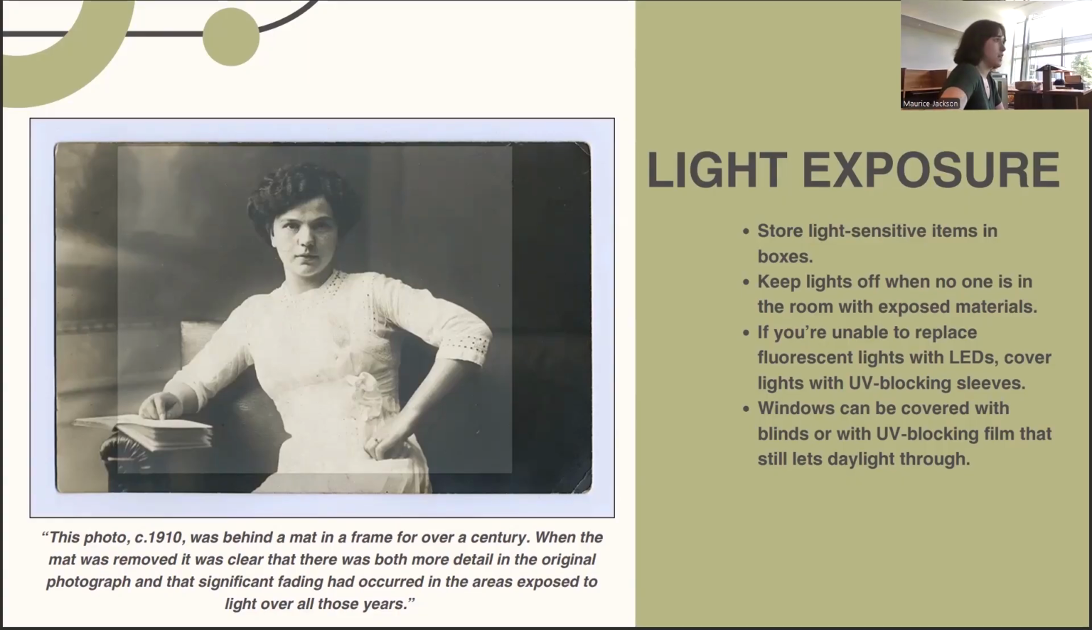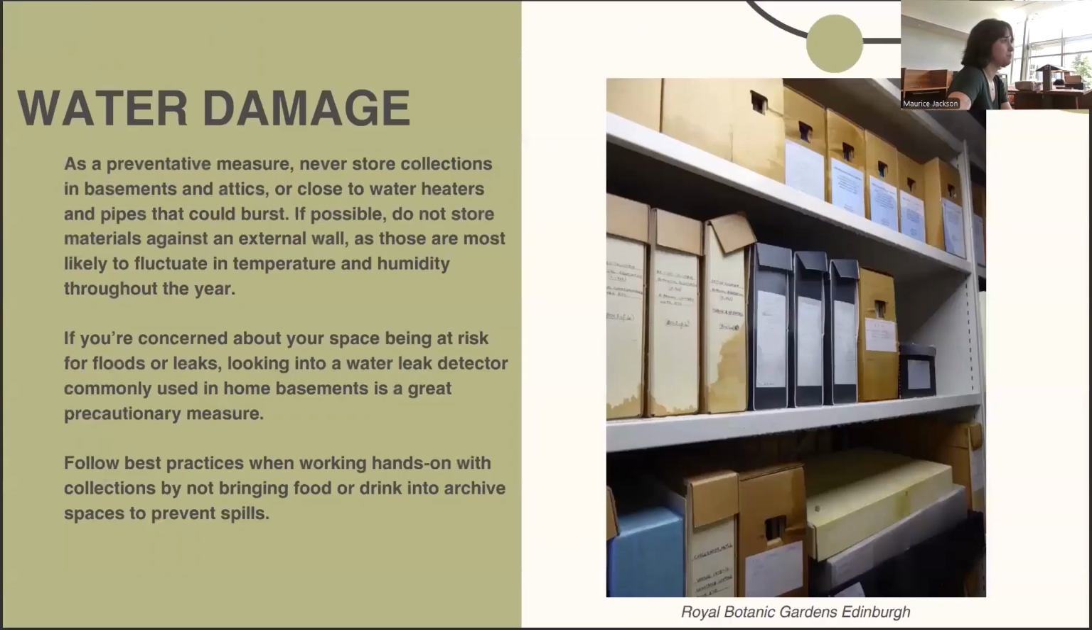But on a larger scale, there are ways to make daylight a little safer. There's UV blocking sleeves, and there's window film that you can put on top of windows that helps block harmful rays from coming in. Some folks also do this just in their homes to reduce fading of their furniture. This is something that happens at many different scales, not just here in archives.